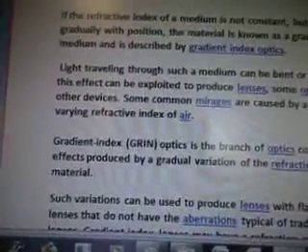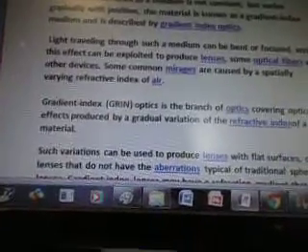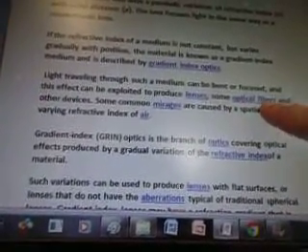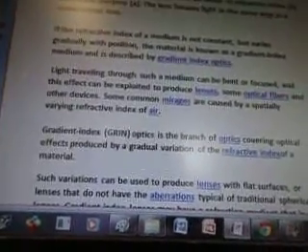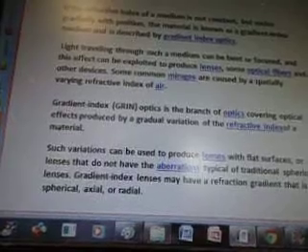Light traveling through such a medium can be bent or focused, and this effect can be exploited to produce lenses, some optical fibers, and other devices. Now this is important because we have optical fibers in our space elevator. Some common mirages are caused by a spatially varying refractive index of air.